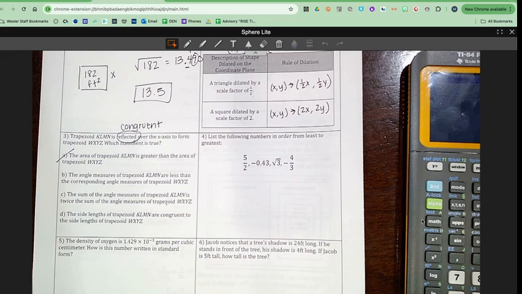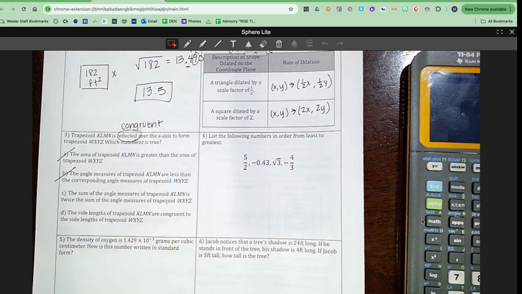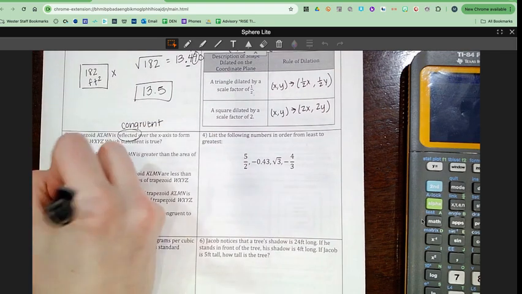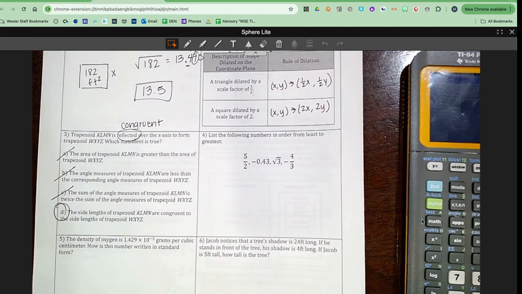B, the angle measures of trapezoid KLMN are less than the corresponding angle measures of trapezoid WXYZ. Well, what we have learned is that angles are always congruent. Even when we have a dilation, which is changing the size, the angles never change. So B doesn't make sense. The sum of the angle measures of trapezoid KLMN is twice the sum of the angle measures of trapezoid WXYZ. Well, again, this is telling us that the angles are changing. Nope. The side lengths are congruent. Absolutely, we do not change size, so the side lengths are going to stay congruent.